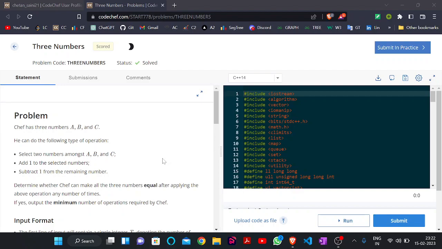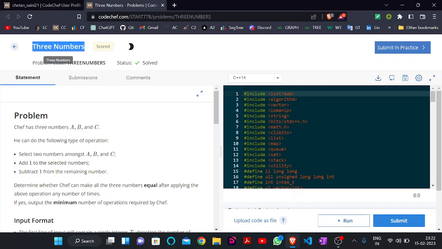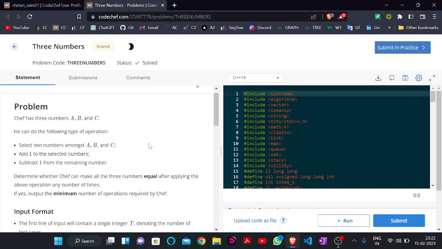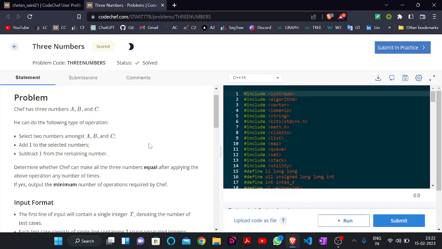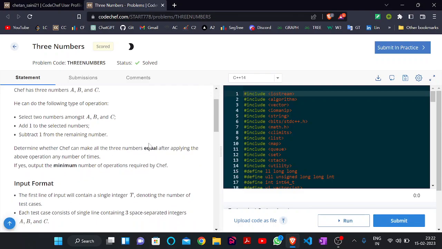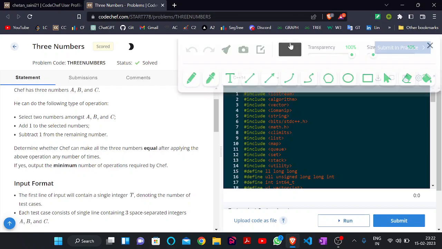Today we are here to discuss the problem 3 Numbers, which came in a recent contest of CodeChef Starters 77. So, let's see what the problem is asking us. Chef has 3 numbers A, B, C. He can do the following type of operation: select two numbers among A, B, C, add 1 to the selected numbers, and subtract 1 from the remaining number. That means what we will do.